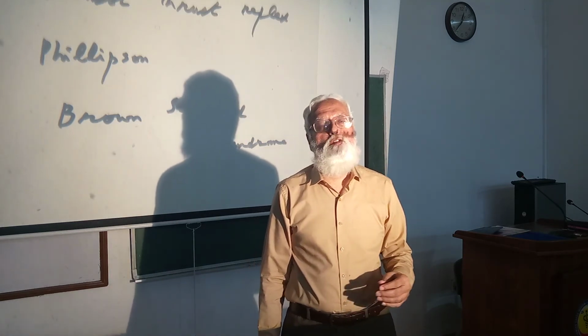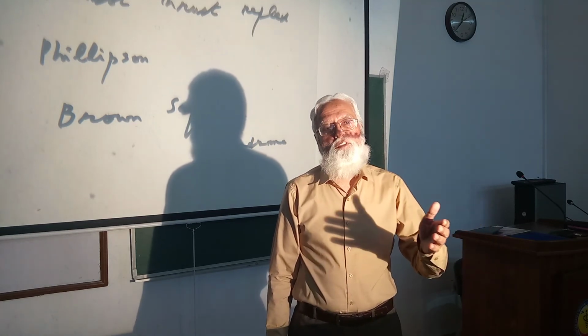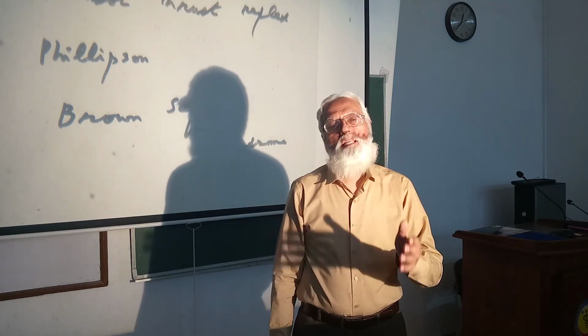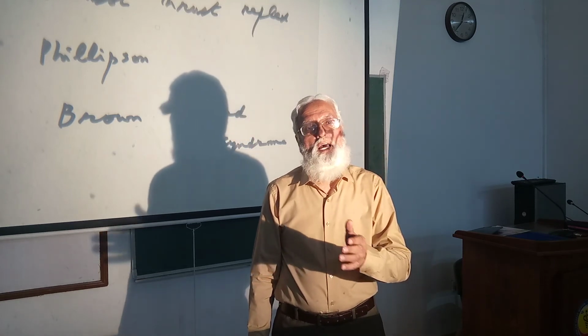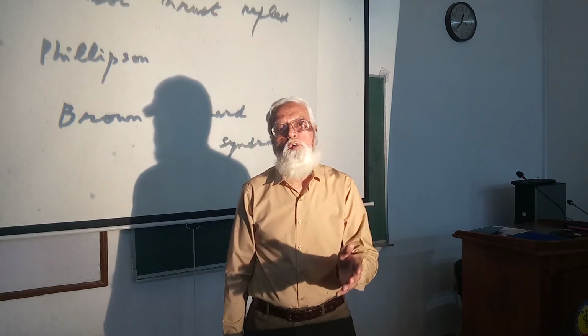So this was about the spinal cord sections. We discussed complete transection, we discussed incomplete transection, and then we discussed the hemisection of the spinal cord, which is also called Brown-Sequard syndrome.